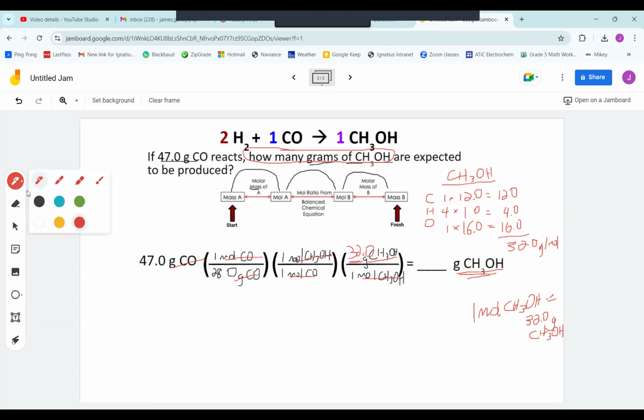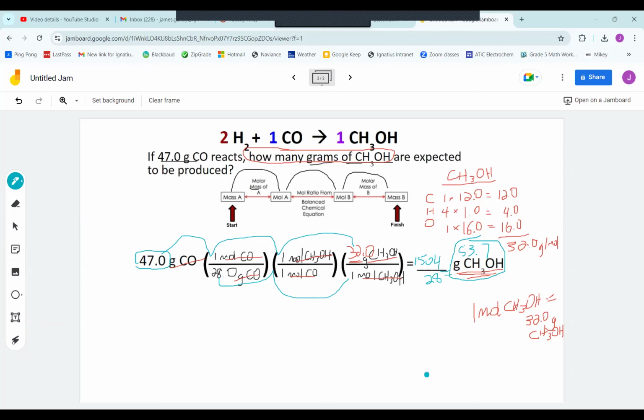Now for the math part, which I think is the fun part, we're going to take on our calculator 47 times 1 times 1 times 32. Write that number down. So multiply all of the numerators together. We get 1504. And then we're going to multiply 28 times 1 times 1. Write that number down. Take the top result by the bottom result, and we get 53.7 grams of CH3OH. That's our final answer.